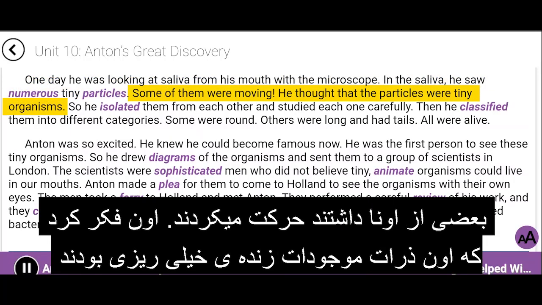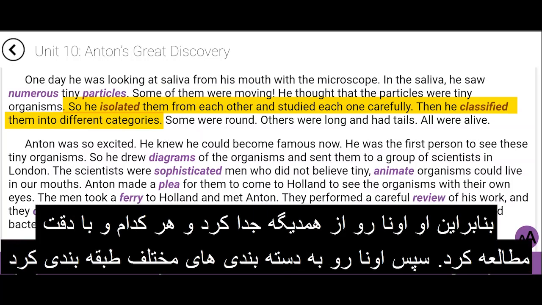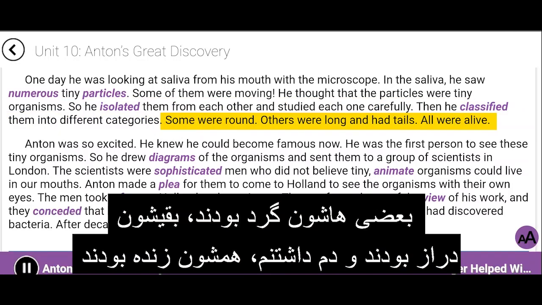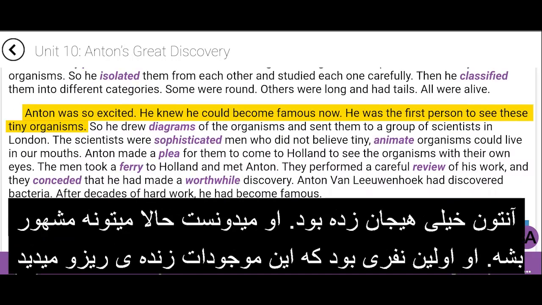Some of them were moving. He thought that the particles were tiny organisms. So he isolated them from each other and studied each one carefully. Then he classified them into different categories. Some were round, others were long and had tails. All were alive. Anton was so excited.